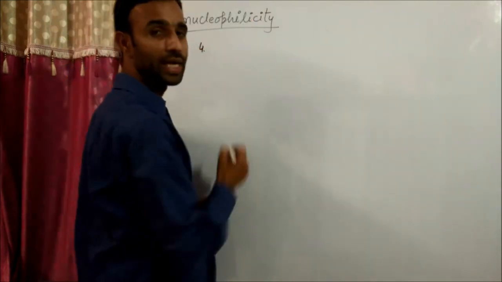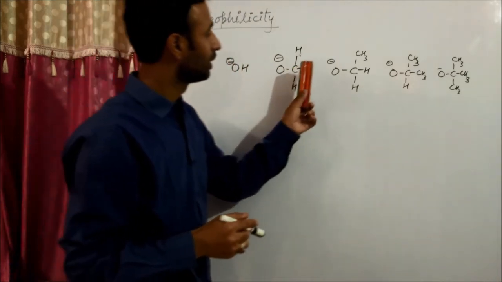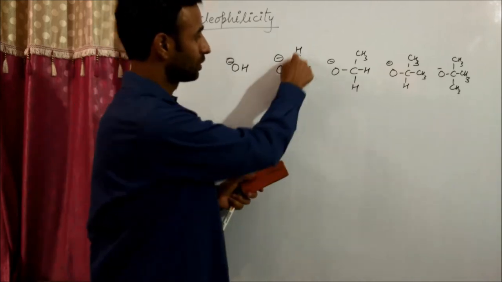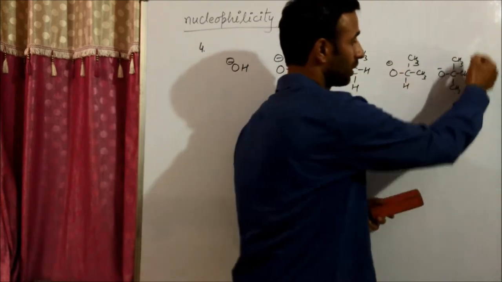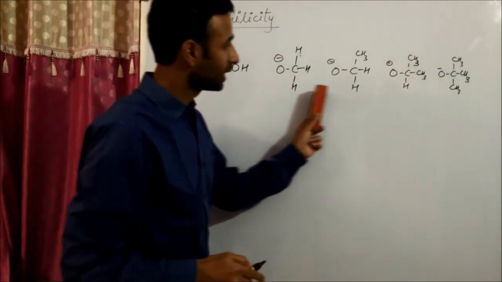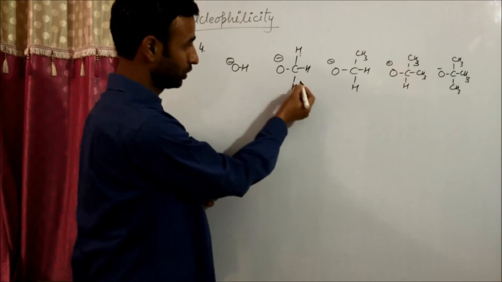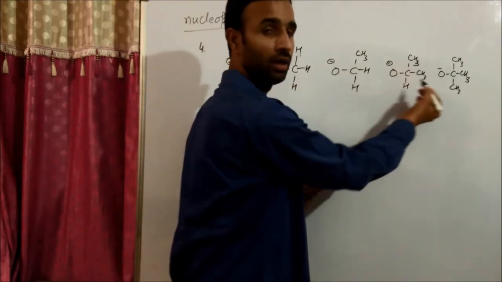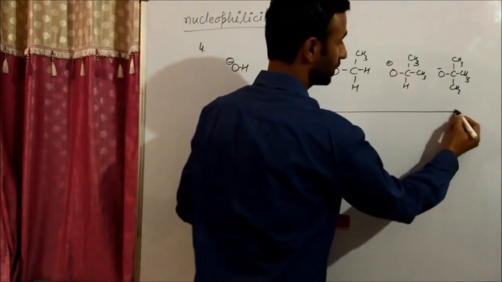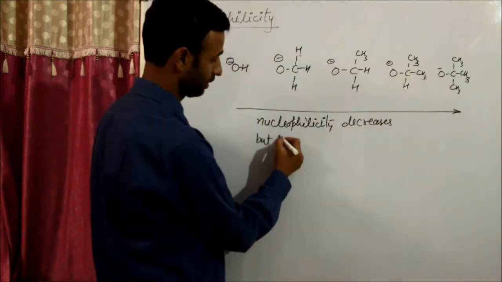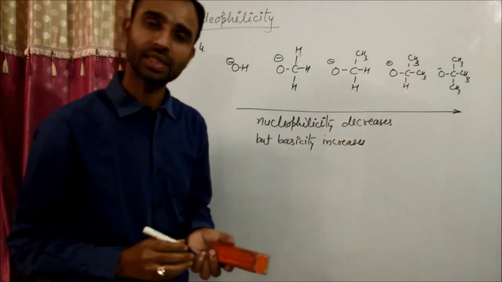The fourth factor is the steric effect. As hindrance increases, this is methyl, then ethyl, isopropyl, tertiary butyl. Because this group becomes bulkier, hydrogen, methyl, ethyl, isopropyl, tertiary butyl, as it becomes bulkier, nucleophilicity decreases, but basicity increases.